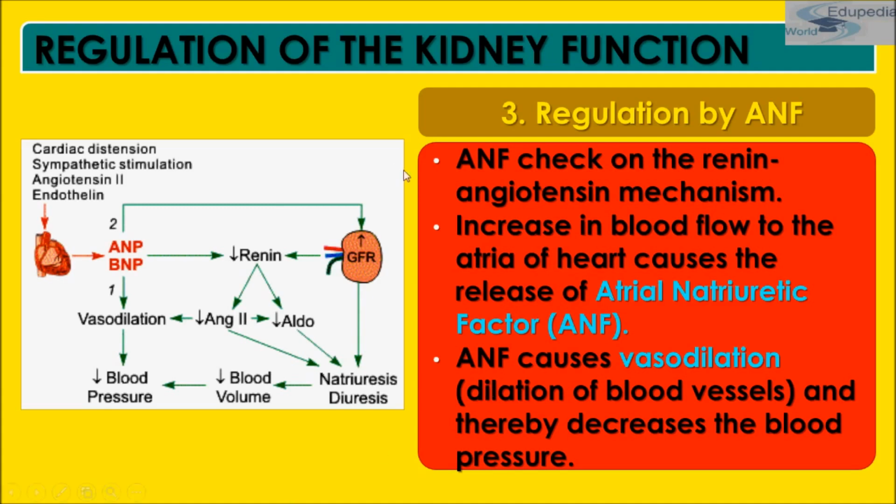Okay, so ANF checks the renin-angiotensin mechanism. Increase in blood flow to the atria of the heart causes release of atrial natriuretic factor, that is ANF. So the ANF causes vasodilation. That means it is acting just opposite to JGA, that is juxtaglomerular apparatus. Because what did JGA do? JGA used to constrict the vessels, but the ANF causes vasodilation, or dilation of blood vessels, and thereby it decreases the blood pressure.